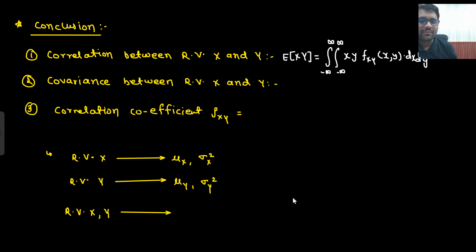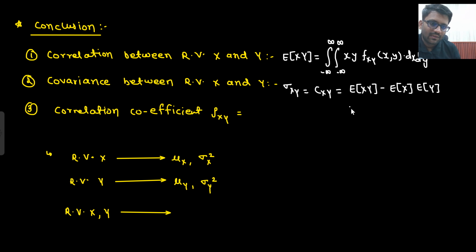What do you understand by covariance? So covariance is sigma XY, or it could be written as C_XY as well, and that is E[XY] minus E[X]E[Y]. What is your E[XY]? Your E[XY] is R_XY, so R_XY minus mu X mu Y is equal to C_XY, right?